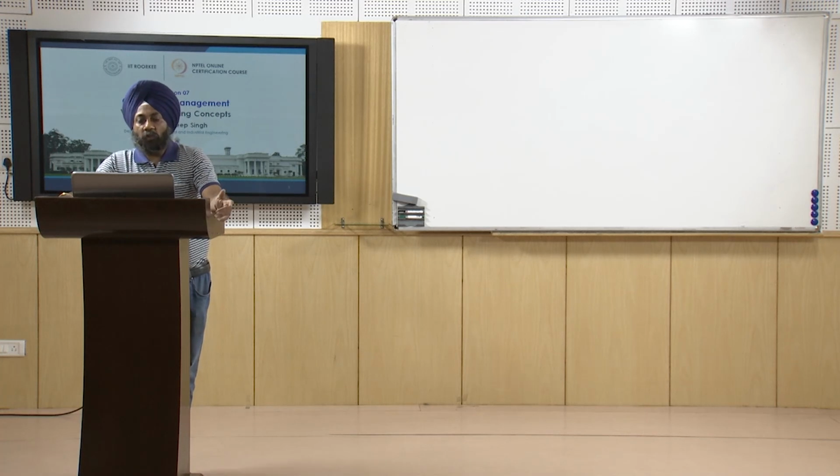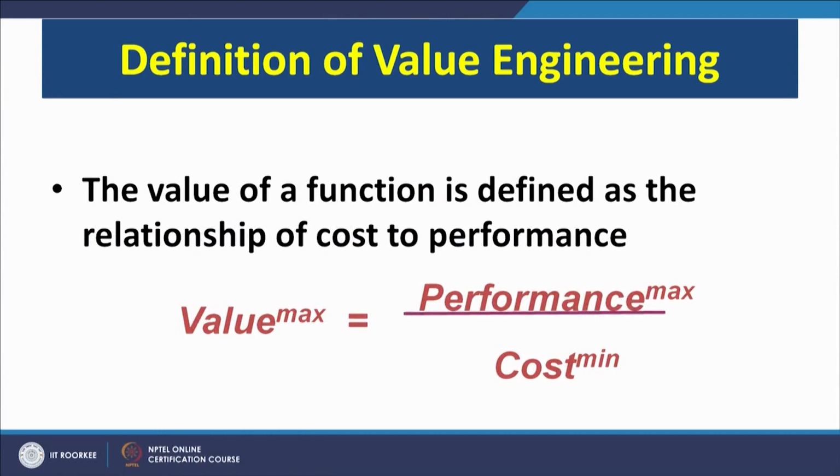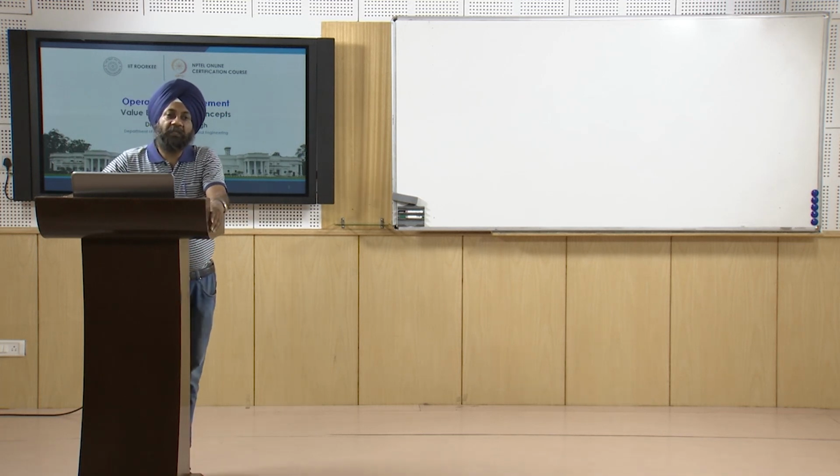Mathematically also, the value of a function is defined as the relationship of cost to performance. So we need to maximize the value. On your screen you can see, we need to maximize the value. Performance and cost are two things that we need to take care of. Value is directly proportional to the performance and inversely proportional to the cost. So if the performance of the product is increasing, value is automatically increasing. If the cost of the product is reducing, the value is automatically increasing.